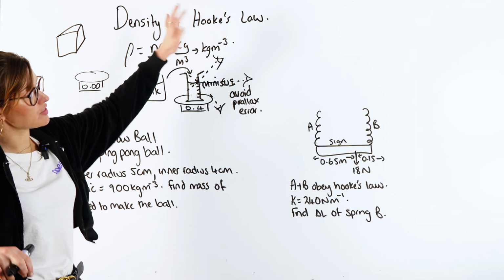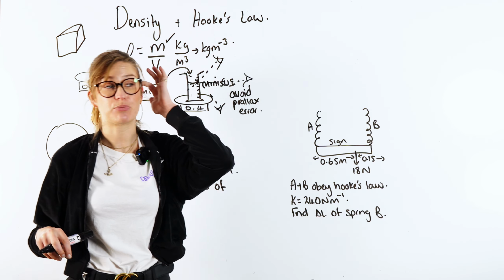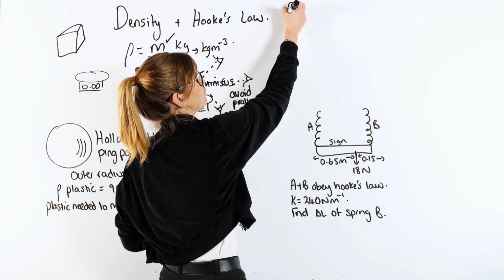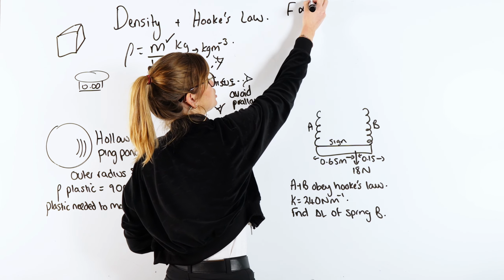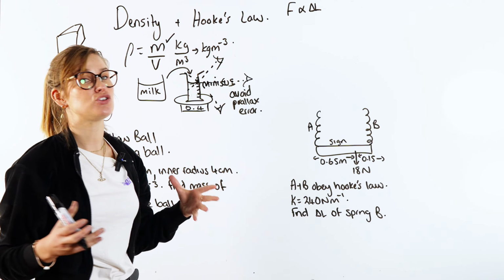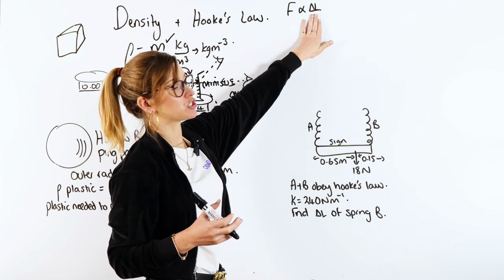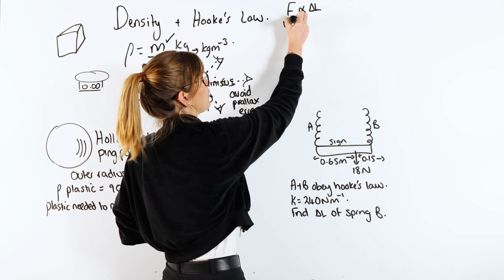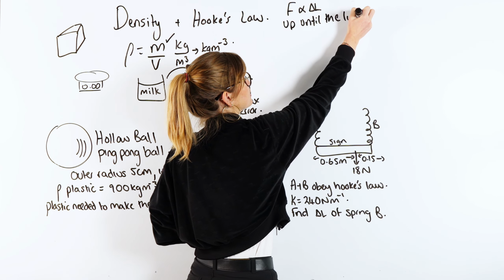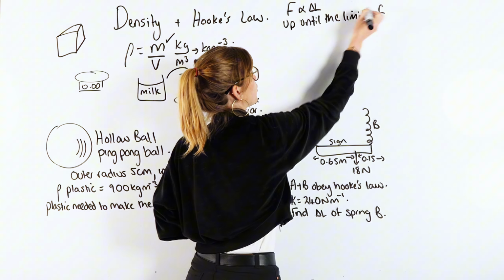Okay, Hooke's law then. Hooke's law is another one you would have done in GCSE, probably all the way back to lower school. We know for Hooke's law that a force is directly proportional to the change in length, or sometimes you might say extension. And you need to make sure at A level you say that the force is directly proportional to the extension up until the limit of proportionality.